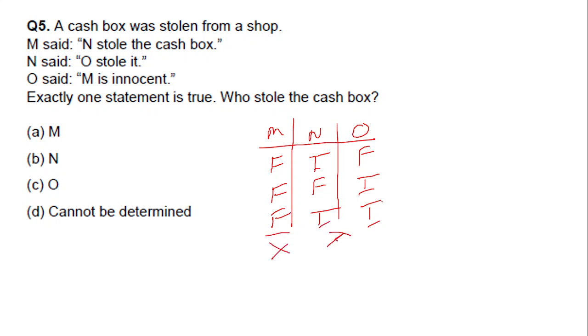So all these three conditions do not hold good, which means who stole the cash box cannot be determined from these statements. So remember, the condition given is exactly one statement is true. When we have exactly one statement true, that is when we can give the correct answer.